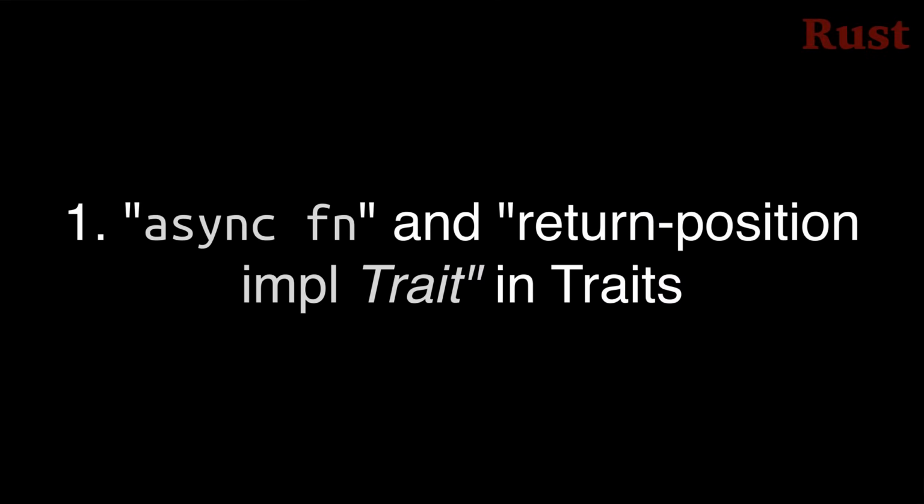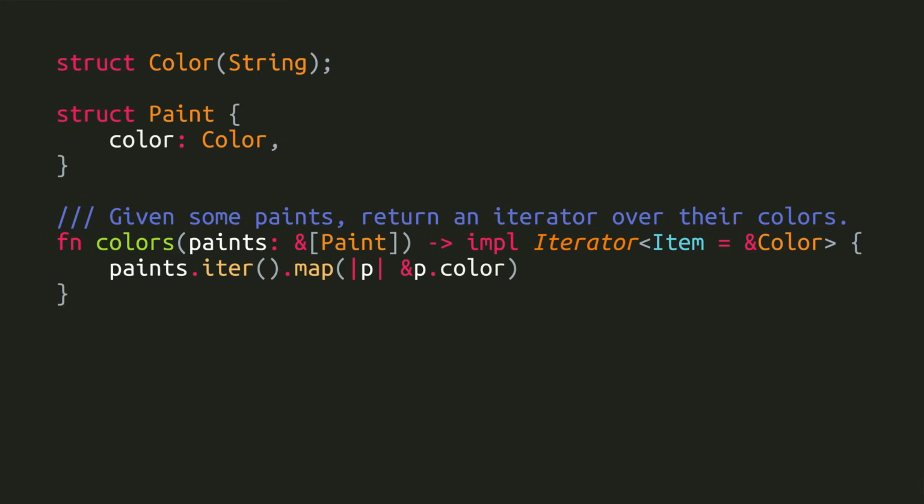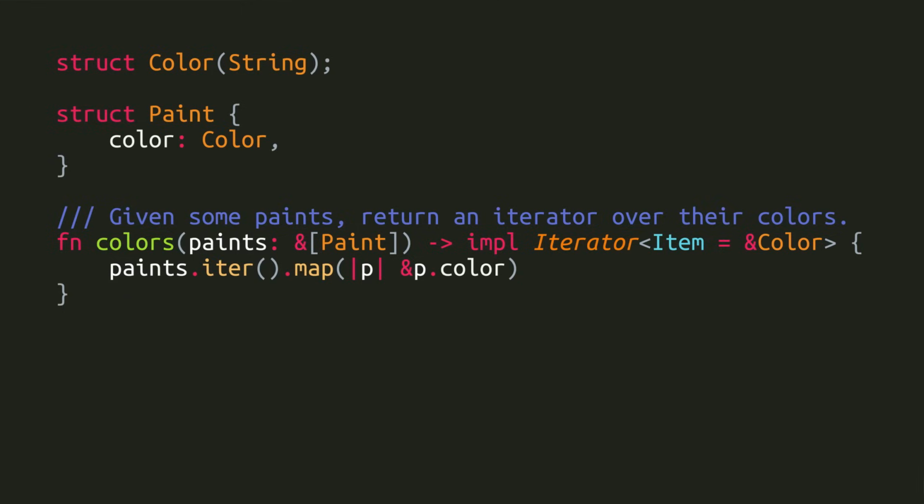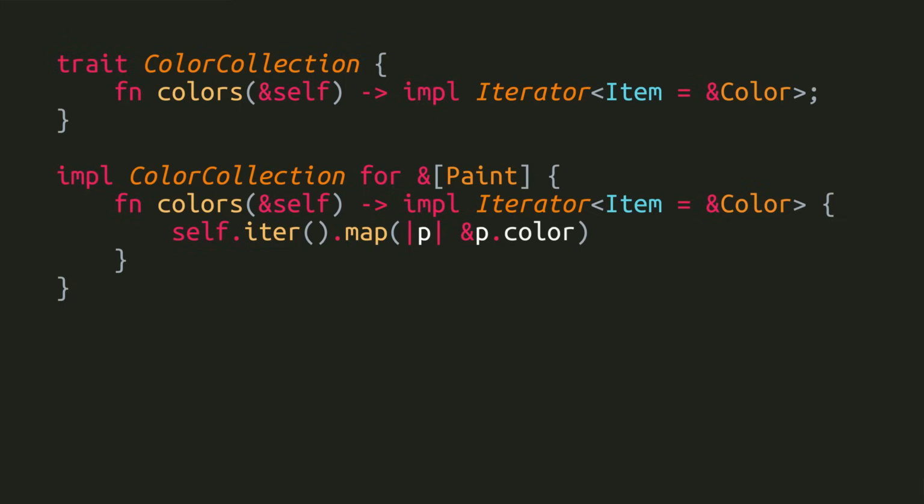Number 1, just as I teased in my video earlier this week, you can now use async fn in traits and return position impl Trait in traits. Let's explain that last one first. You could already do return position impl Trait in functions. For example, this function can return anything that implements an iterator that iterates over immutable references to Color structs. But until Rust 1.75, you couldn't take that function and make it a method of a trait.